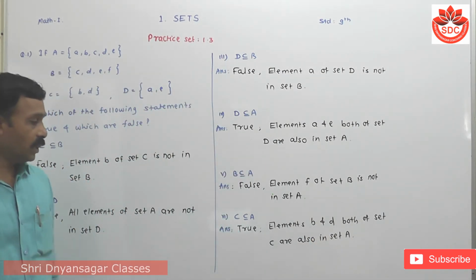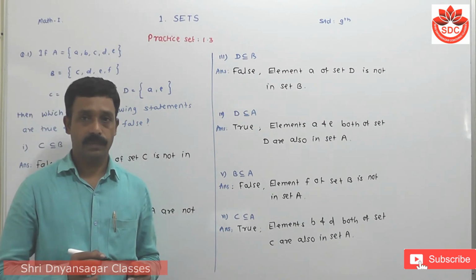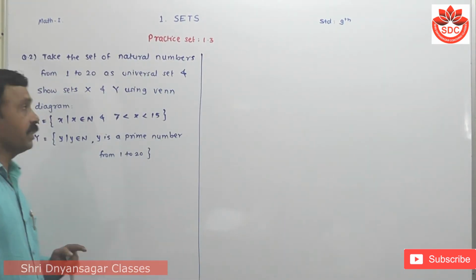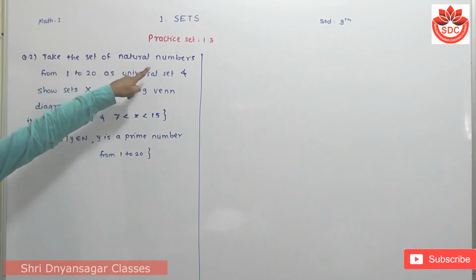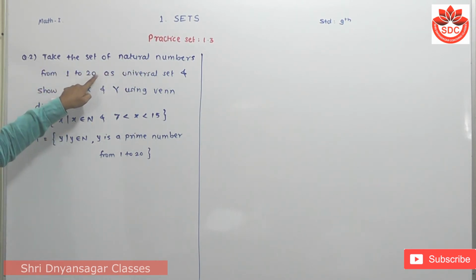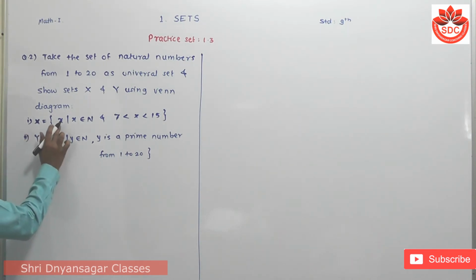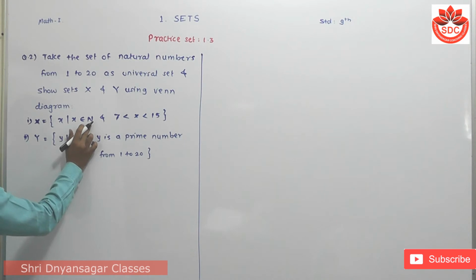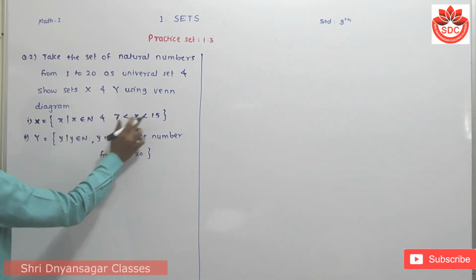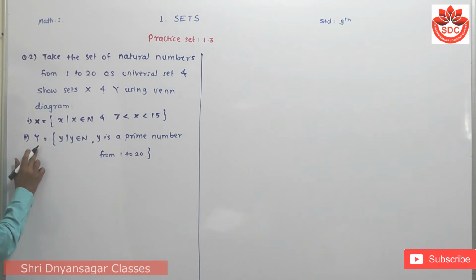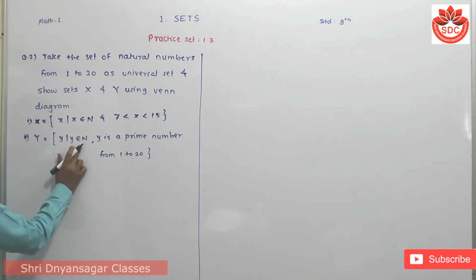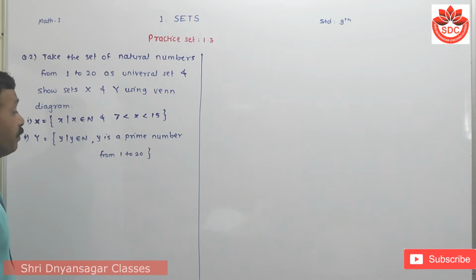Can you understand this question? We see the next question. The next question is question number 2. Take the set of natural numbers from 1 to 20 as a universal set and show sets x and y using a Venn diagram. The question is that x is such that x belongs to N, natural numbers, and x is in between 7 and 15. The second is y, the set of y such that y belongs to N, natural numbers, and y is a prime number from 1 to 20.